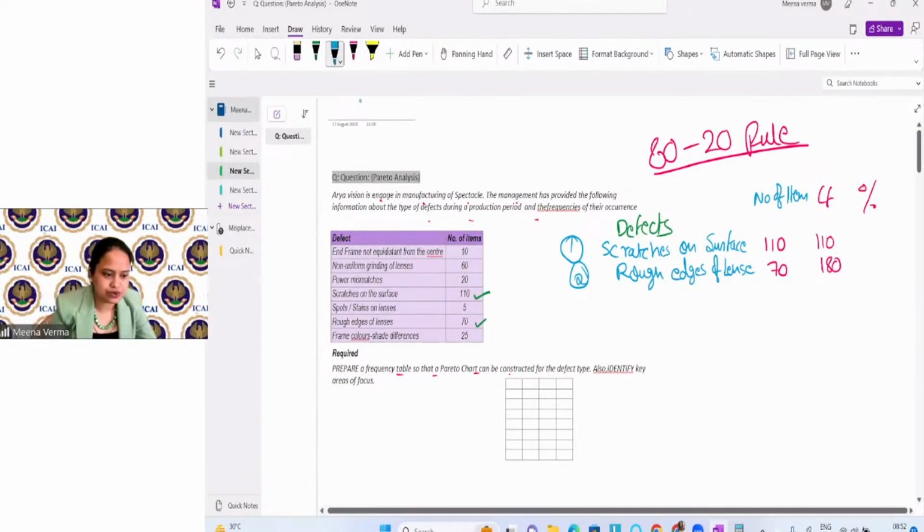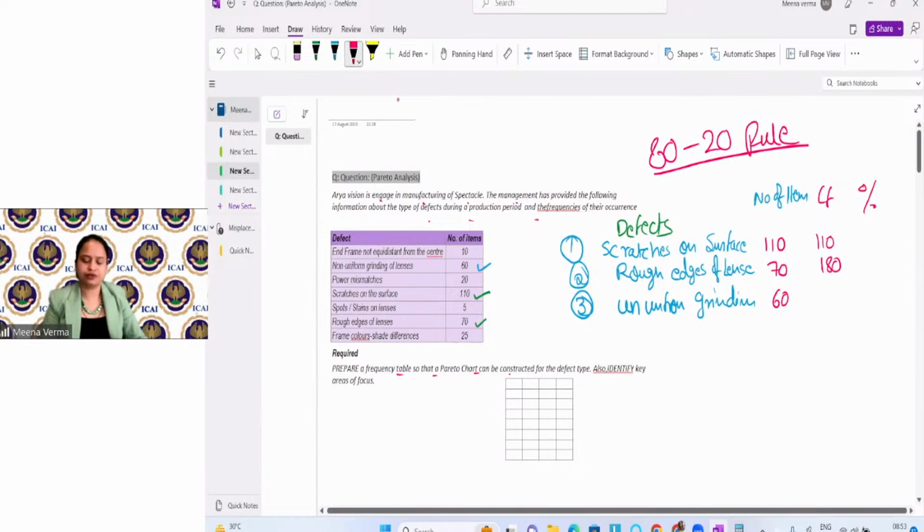Okay, the next value is what? Third next highest value is this: non-uniform grinding. What is the value here? Non-uniform grinding is 60. And this will be 240 total value.